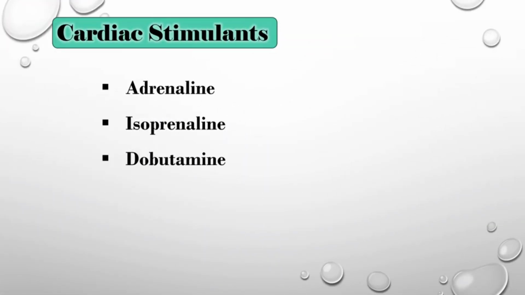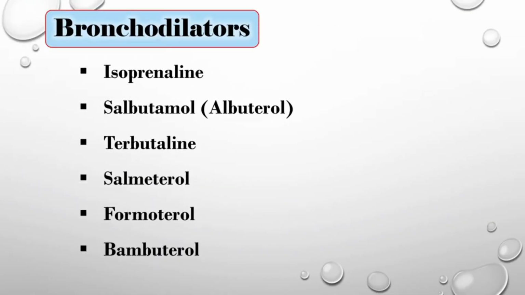Next, come to the point, cardiac stimulants. These stimulate the heart and are used in cardiac emergencies. Examples are adrenaline, isoprenaline, dobutamine. Next, bronchodilators. These drugs relax the bronchial muscles and are useful in asthma and COPD. Examples are isoprenaline, salbutamol, terbutaline, salmeterol, formoterol, bambuterol.